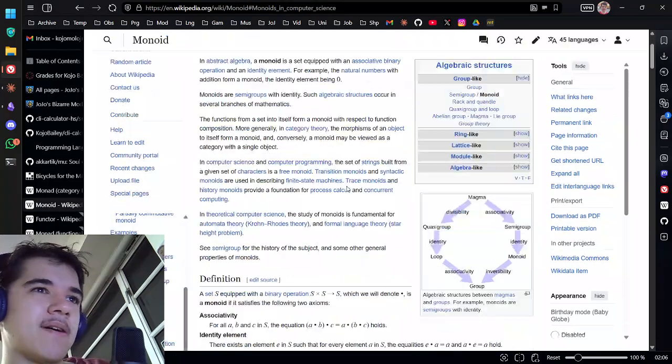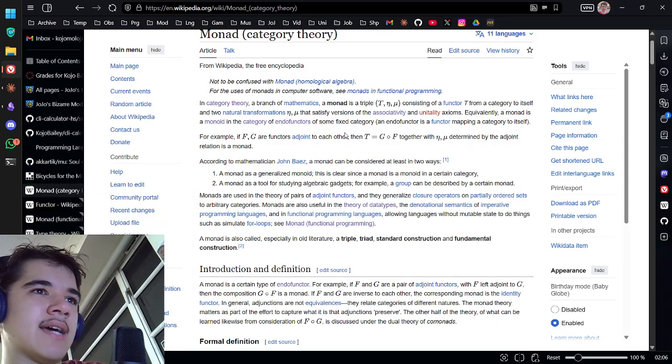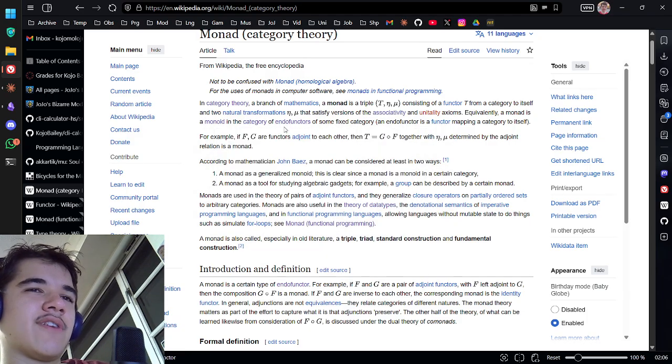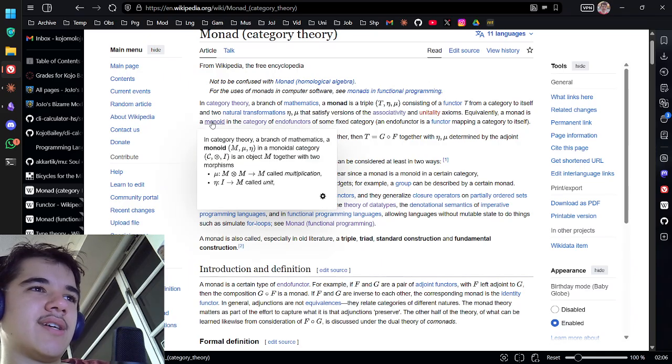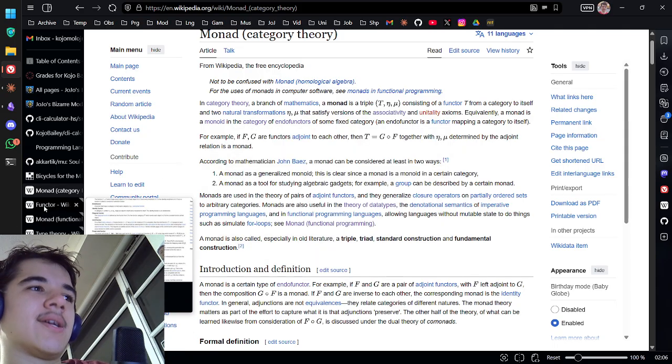But my main takeaway is that there's a binary operation and an identity element. So if we look at a monad again, it's a monoid in the category of endofunctors. A monad is a type of monoid, so the monoid can be in the category of endofunctors, and that's called the monad. So let's look at what an endofunctor is.